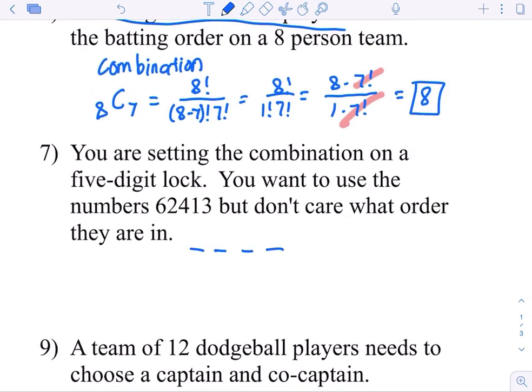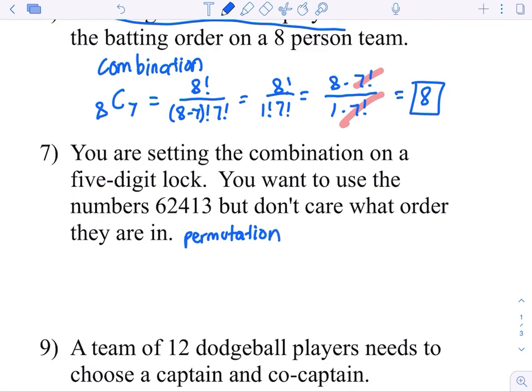So let's say you have this. If I pick a 6 here, that means another 6 cannot go there. So you can either have these to pick from. This one's weird in its wording, where it says, but don't care what order they are in, but there is still a specific order that you have to put these specific digits in the lock. So since it's like that, this one's going to be a permutation, because order does matter for that problem.